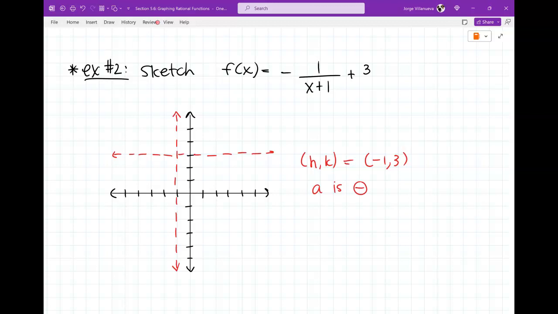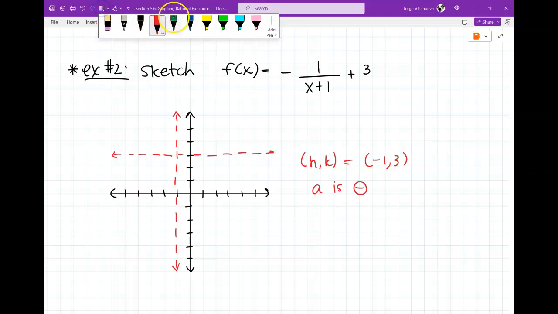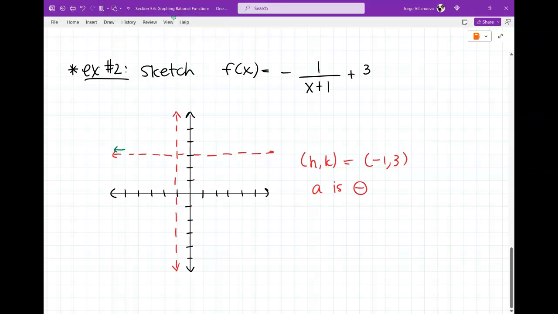Now, since this is negative, then you're going to draw it on the top left and bottom right. The top left and the bottom right. So here you go. Like that. And like this. And notice how I'm not touching those red lines, right? I'm making sure I don't touch them. That's all you have to do.